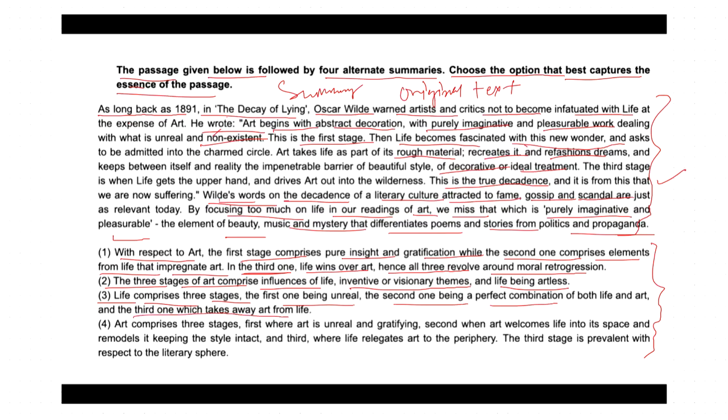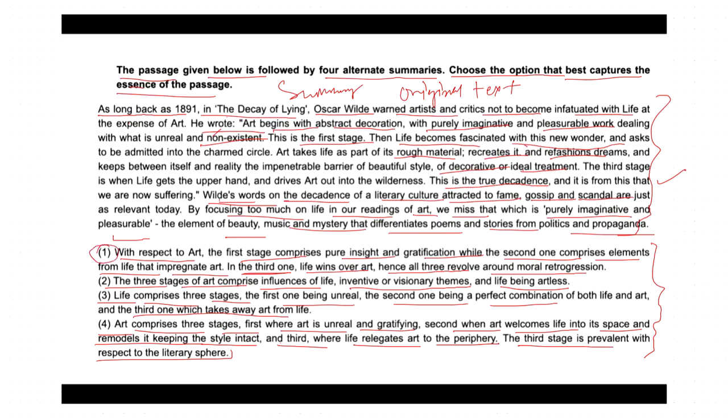The fourth says art comprises three stages. First, where art is not real and gratifying. Second, when art welcomes life into its space and remodels it, keeping the style intact. And third, where life relegates art to the periphery. The third stage is prevalent with respect to the literary sphere. Now we need to identify which of the options best captures the essence of the passage.